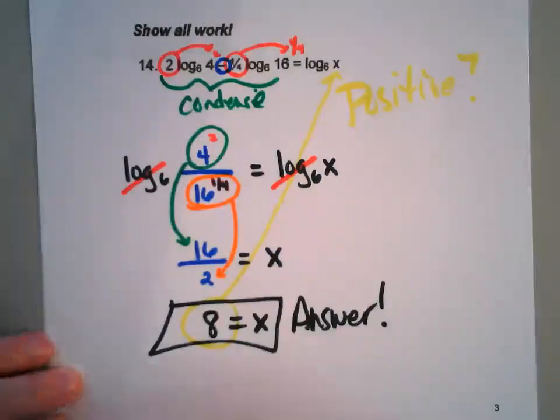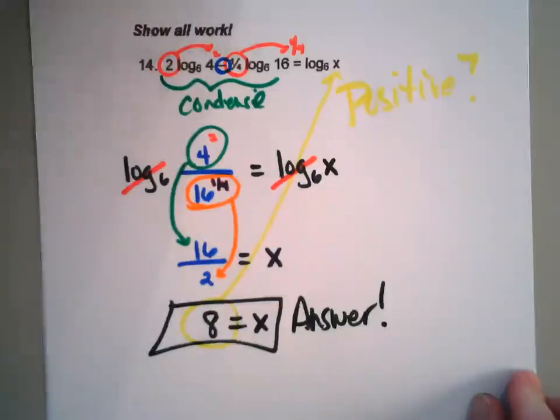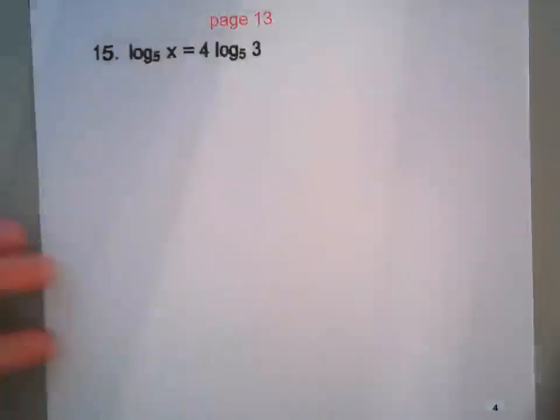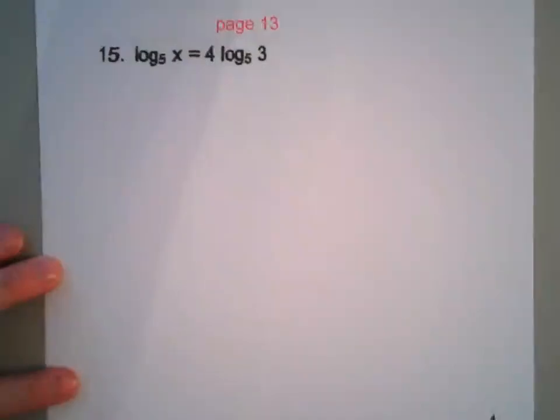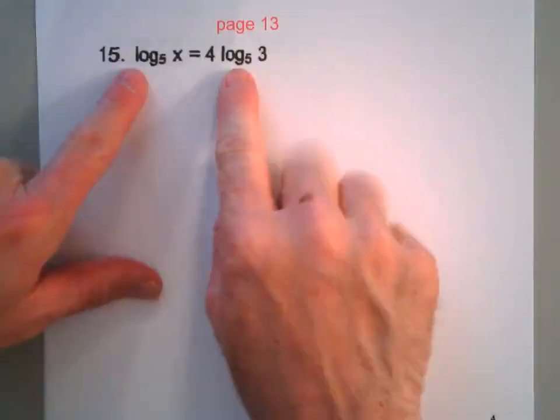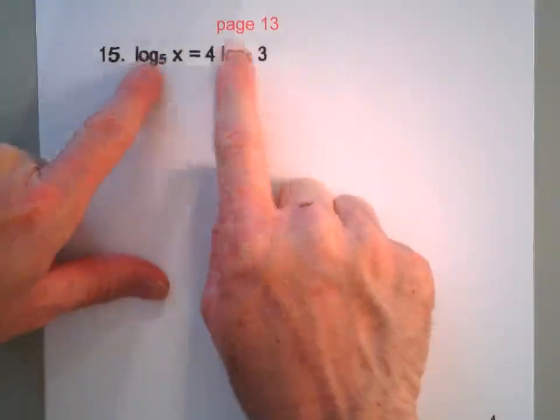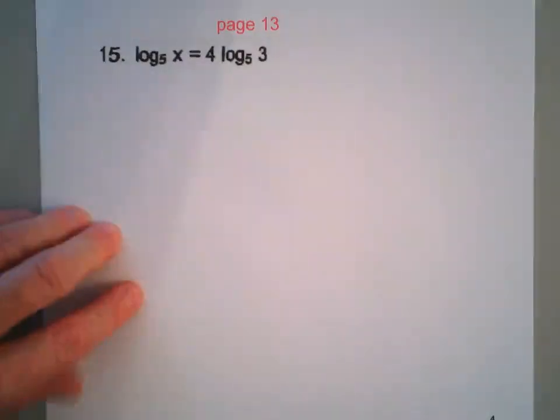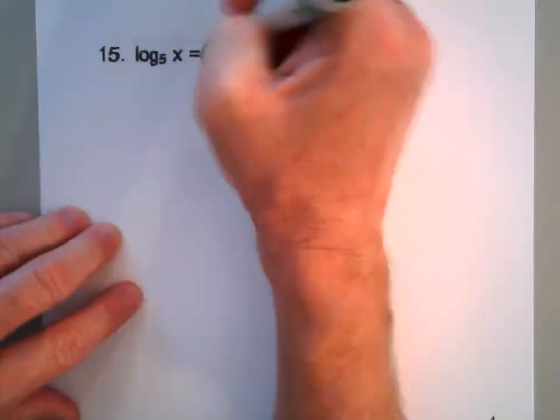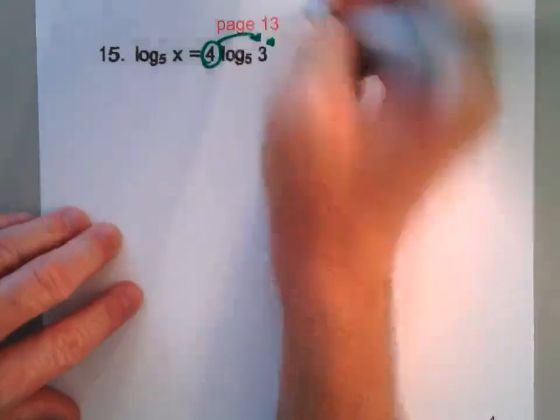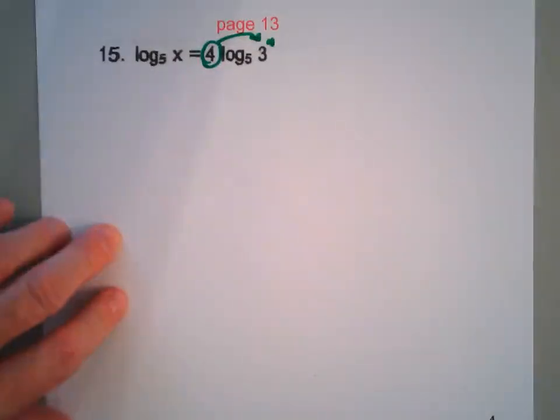Okay, problem 14. Now, as we move to the next problem, we're actually going to move to another page. So this is page 13 inside the posted packet on the blog. All right, so we got 1 logarithm on both sides. Don't cancel it out yet. You got to do a little bit of condensing. This 4 has to move up, become an exponent to the 3. This is a pretty quick problem.